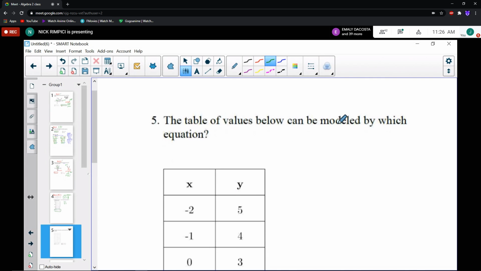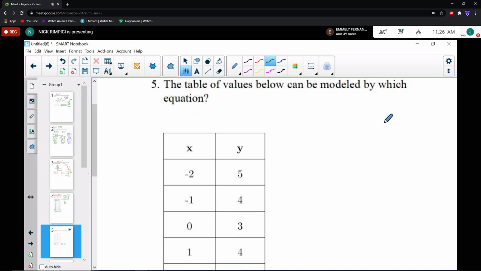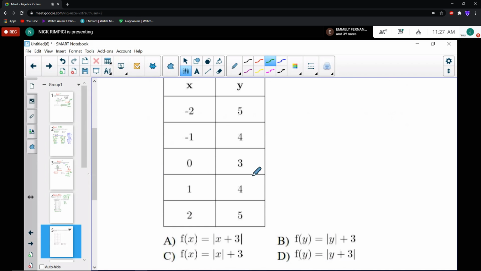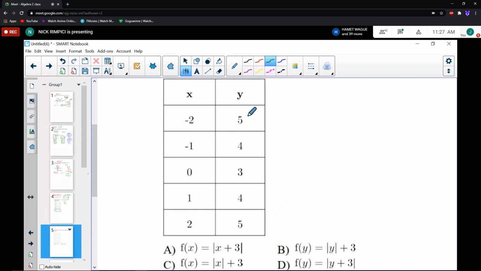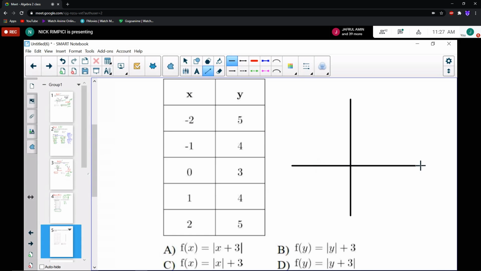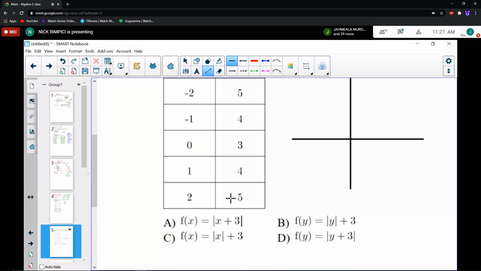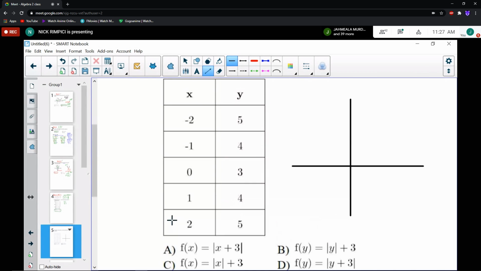The table of values below can be modeled by which equation? They gave me this table of values, and they want to know which of these equations models it. Because time is kind of running out, I'm just going to make this myself. It's really easy. Then I'll use technology to see which one of these creates the graph I get from plotting these points. All I have to do is plot these points.